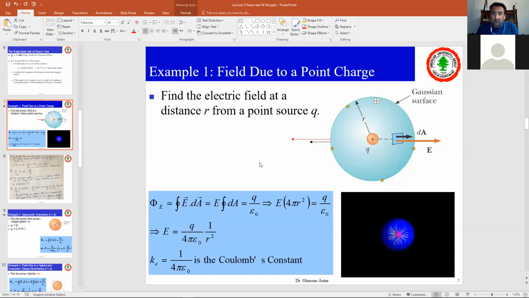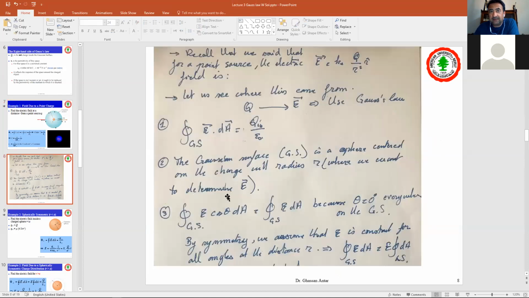So I remind everyone that what we are doing is trying to get the electric field for a point source, at a distance r away from this source. What we have done so far, we arrived at this position here. I defined my Gaussian surface such that theta is equal to unity, cosine theta is equal to unity everywhere. So I'm going to have EdA.